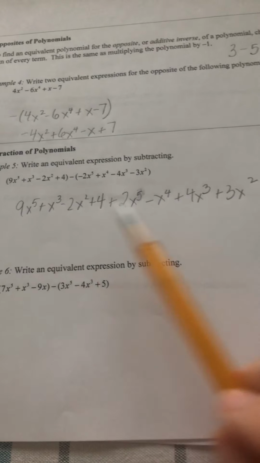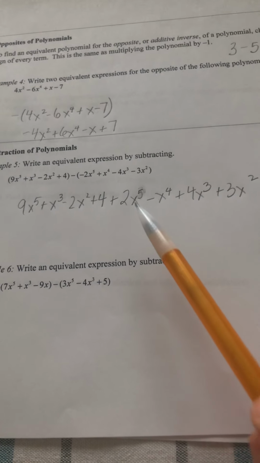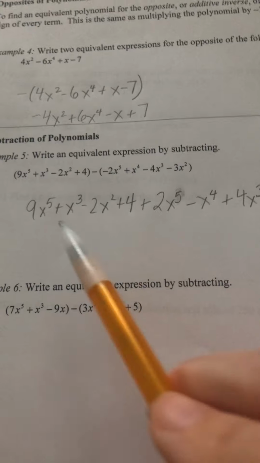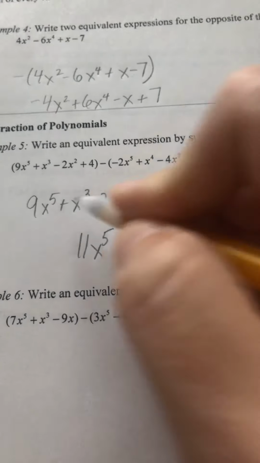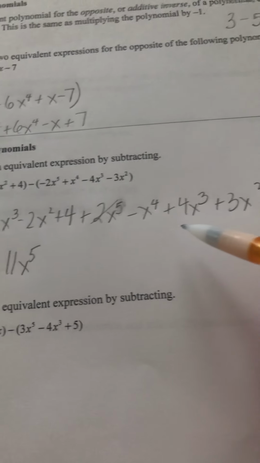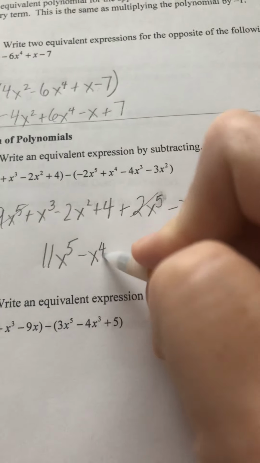Okay, so now you look for your like terms. So I have two things that are to the fifth power. So 2x to the fifth and 9x to the fifth is 11x to the fifth. And you could maybe cross those out as you use them. There's only one something to the x fourth. It's just minus x to the fourth.